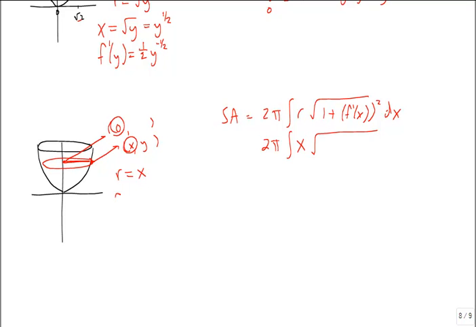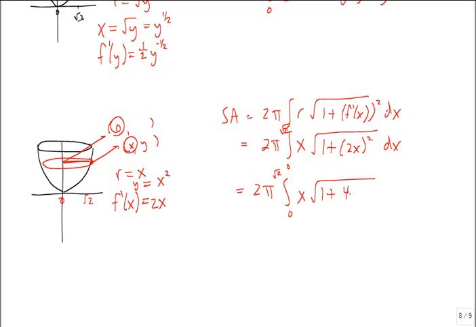So let's find f prime of x for this one. Here our function doesn't require any inversion because I can just take the derivative right away. Derivative of x squared would be 2x. So this is 1 plus 2x quantity squared dx, and my bounds would just be 0 to root 2. So not only was it simpler to set up, it's actually simpler looking to solve, because this is going to become 2 pi times the integral from 0 to root 2 of x times the square root of 1 plus 4x squared, and that is just pattern recognition.